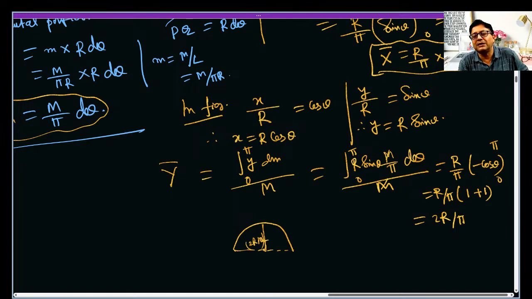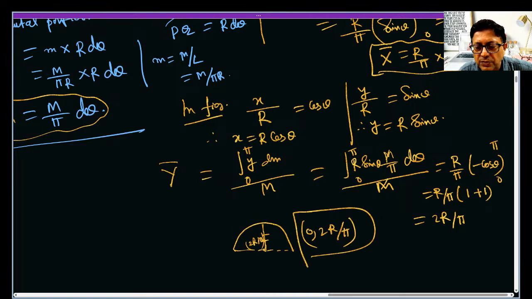Cos pi is cos 180. Cos 180 is minus 1. So minus minus plus, that's why. Please try to pay attention here. So it is at a height, 0, 2r by pi. Okay?